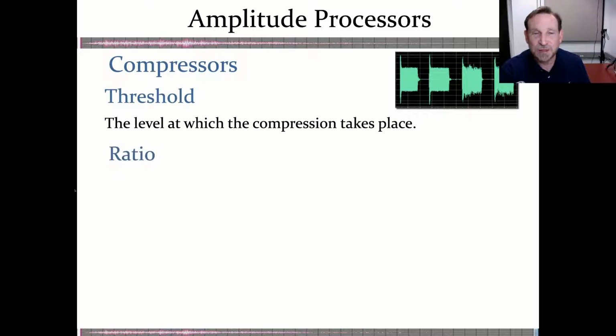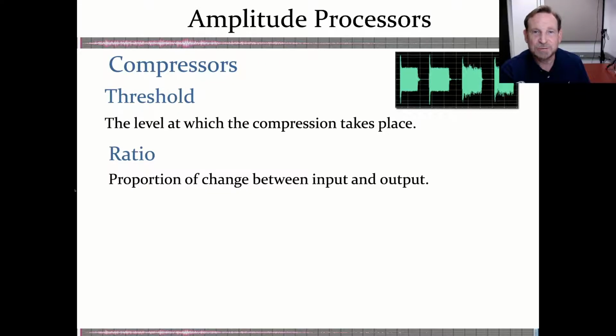Then we've got the ratio. I like to describe the ratio as being the indicator of how much work the compressor is going to be doing. The ratio is going to give us a proportion of change between the input and the output. So in essence, we're going to be sort of monitoring how much over the threshold the signal is going, and the ratio will be saying, well, how much are we going to push back down after it's gone over? We'll clarify that in just a moment.